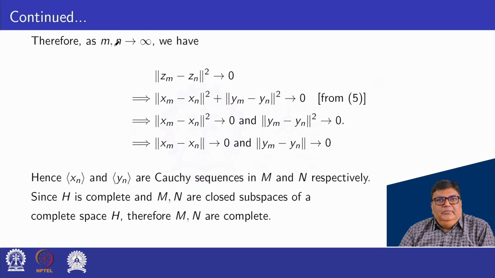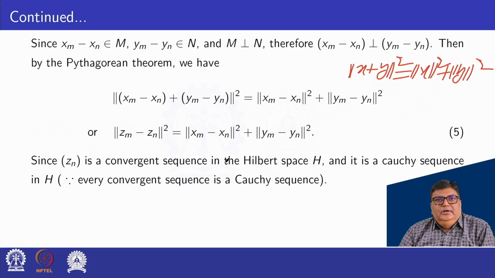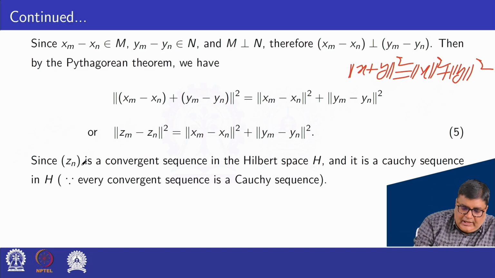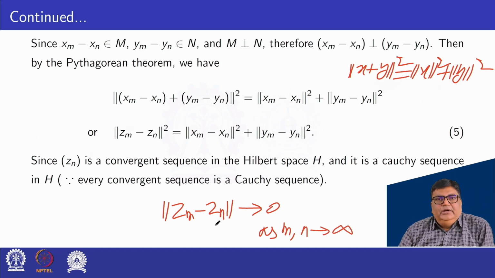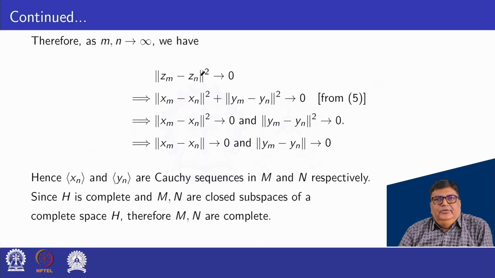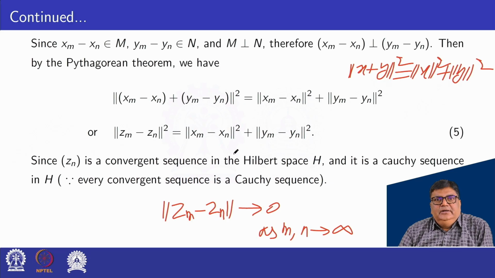Therefore, m and n tend to infinity. So norm of Zm minus Zn squared tends to 0, because Zn is a Cauchy sequence, that is, norm of Zm minus Zn converges to 0 as m, n tend to infinity. Squaring both sides, we have the square of norm Zm minus Zn tends to 0.